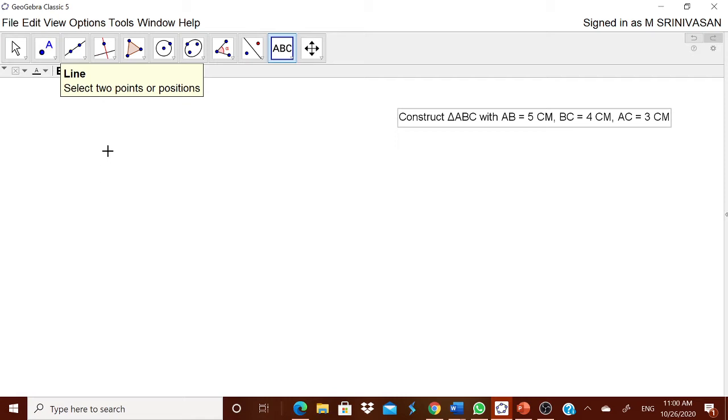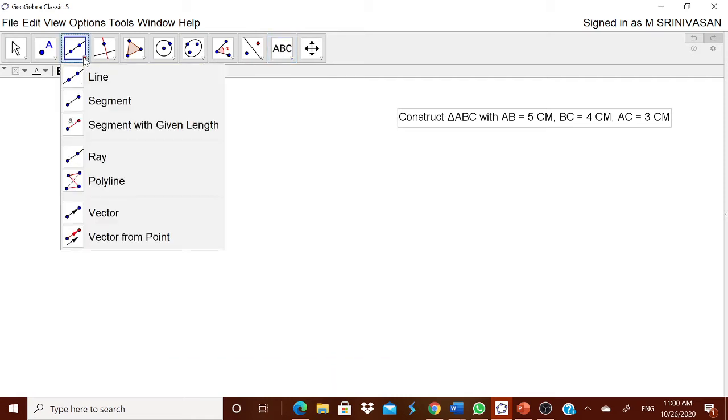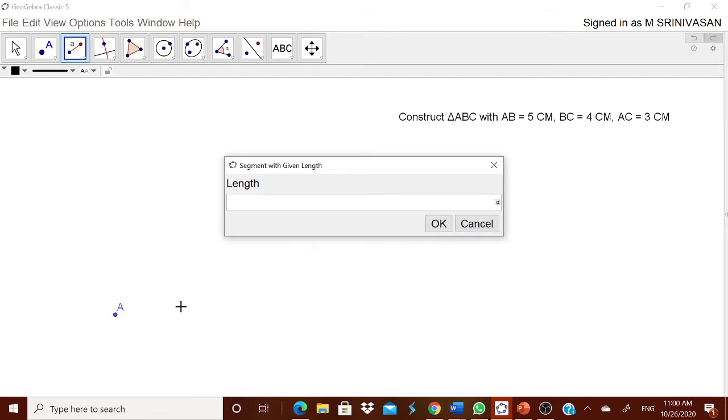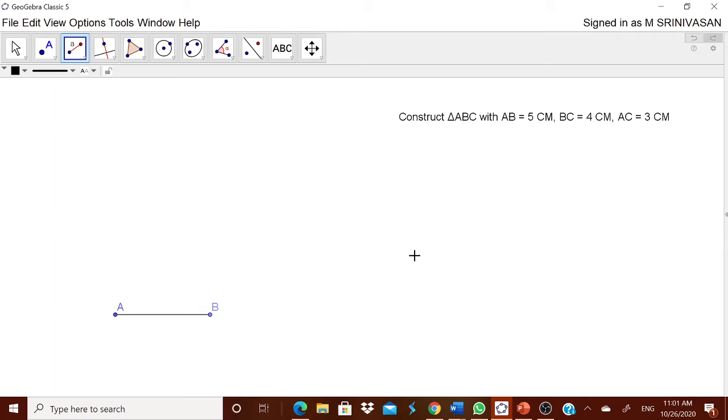First we want AB as the base. Therefore I am taking the segment with given length, and putting it. It will ask the length. I will tell it is 5. Now I got AB equal to 5 cm. Now you can bring this capital A down or this capital B down. I want AC to be 3 cm and BC to be 4 cm.